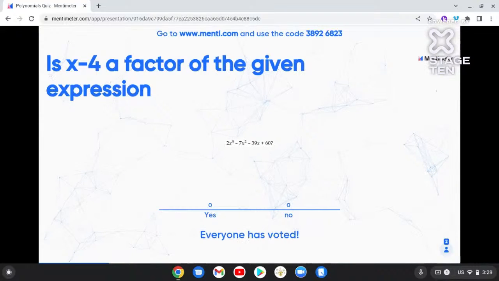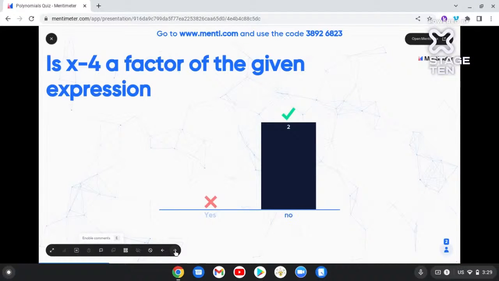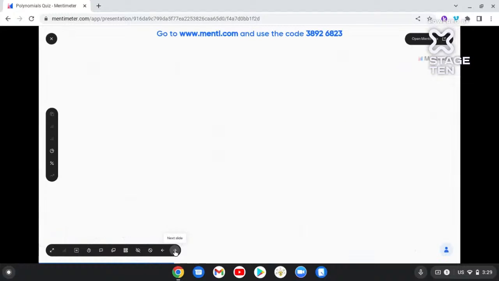So I guess everyone has voted. So the correct answer is no, and very good. Both of you have given the correct answers. Let's move towards the next part. Next question is here.